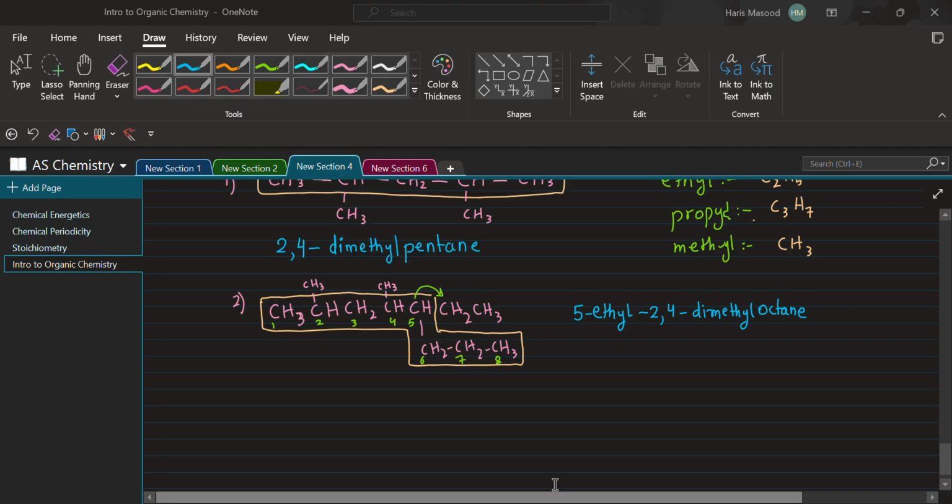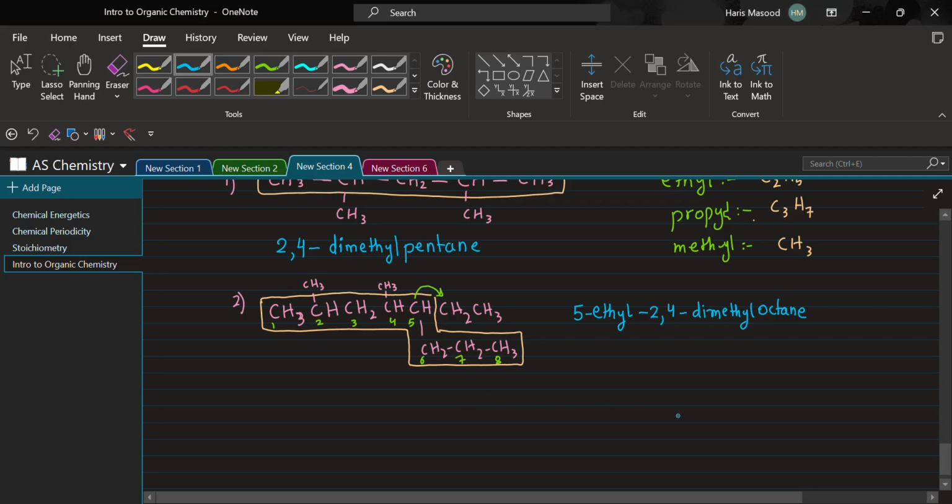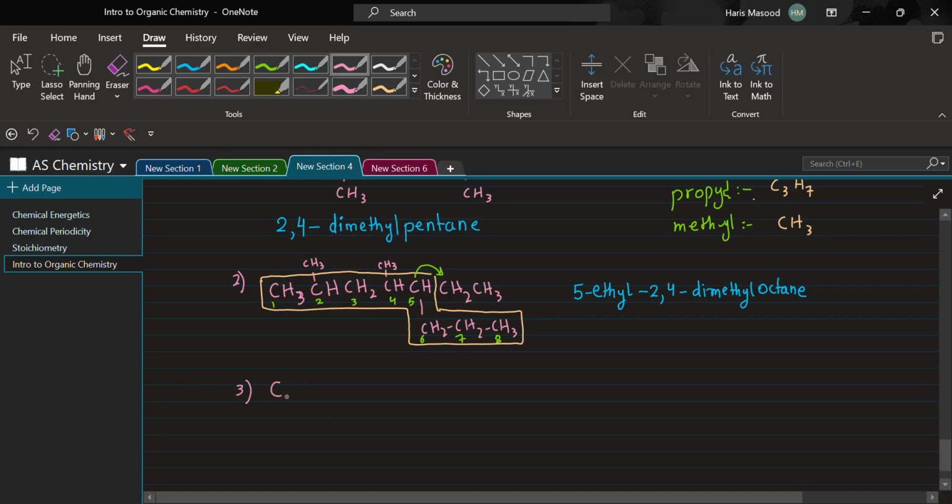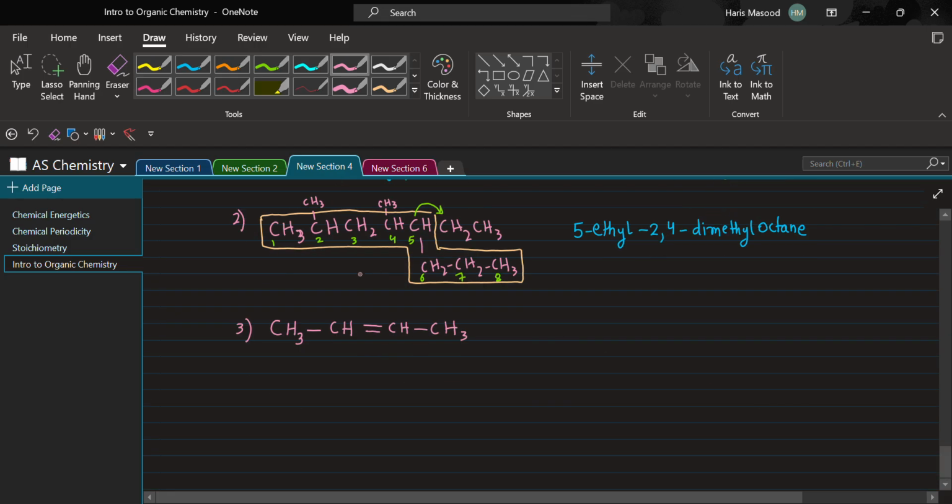Moving on to the alkenes. These were all alkanes, right? So for alkenes, how are you going to do that? If I have butene, butene is like this: CH2, CH, double bond CH, CH3. This is one form of butene.